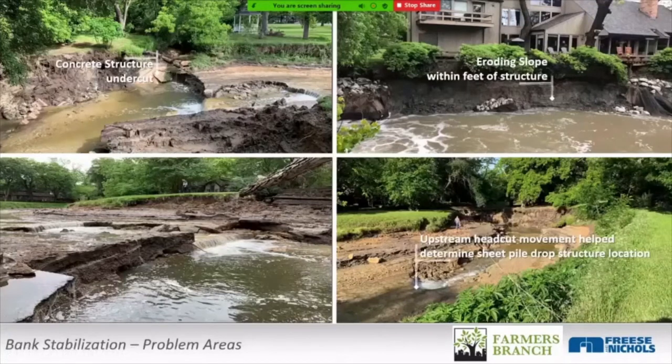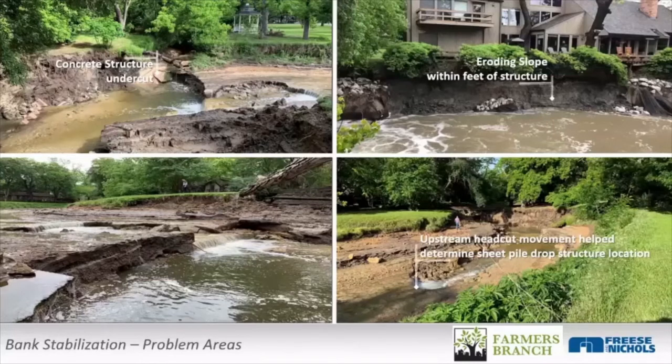So after we dealt with those two, it was time to move on to the bank stabilization and repair the damage that was done by the head cut. So on the top left here, you'll see there's a tributary that was coming in that had a concrete apron that was undermined, that was failing, needed to be replaced. On the top right, we had a residential structure. The bank had failed and was within a few feet of the building.